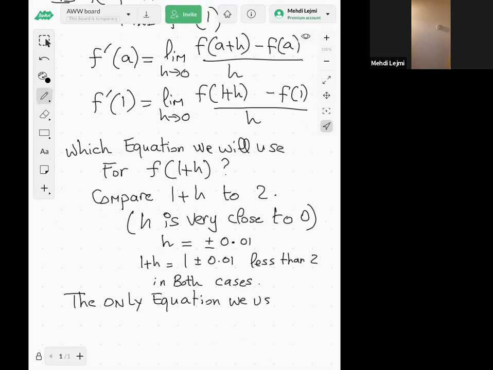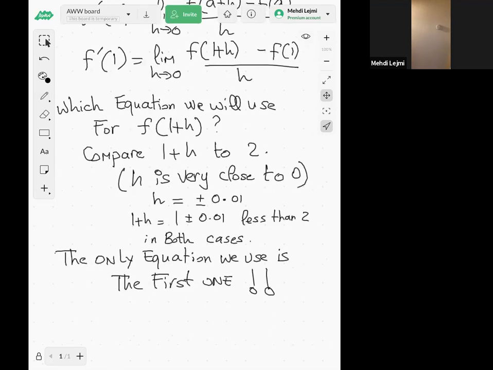We use the first one. Keep in mind your h could be positive or negative, but it's always very close to zero. It's as close as you want from zero, actually, but of course not equal to zero. So there's only one equation to use, which is good news. Then we can compute this f prime of one.